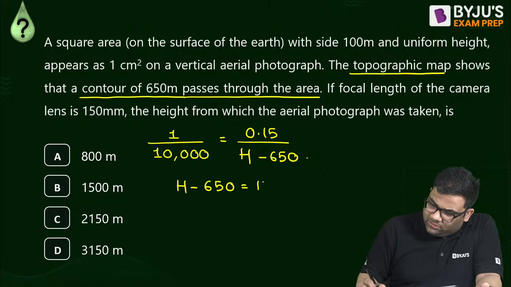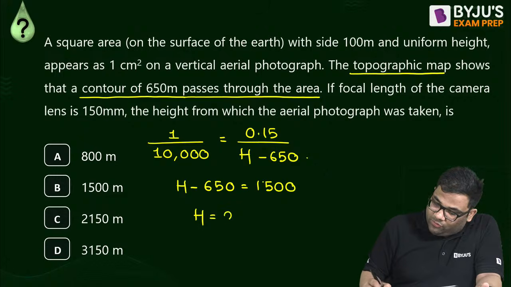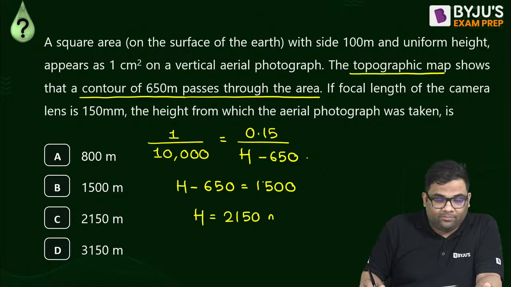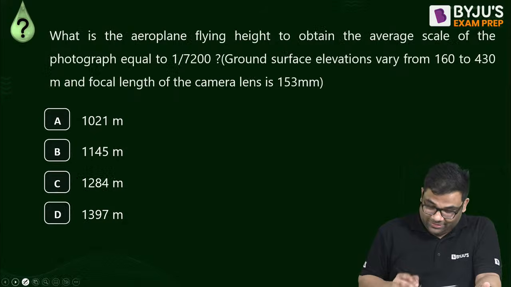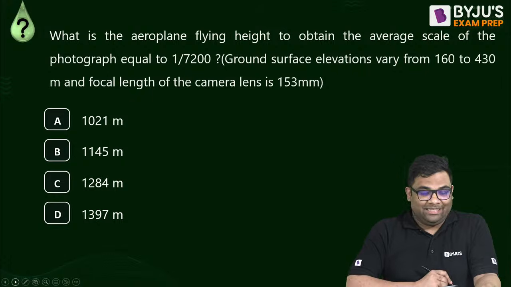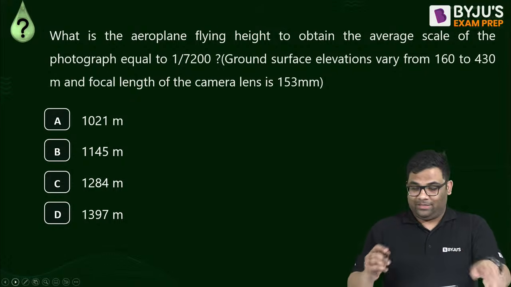This is 1500, right? Yes. So from here, h is equal to 2150 meter. Understood? Now solve the next question. Okay, see this question and solve this.